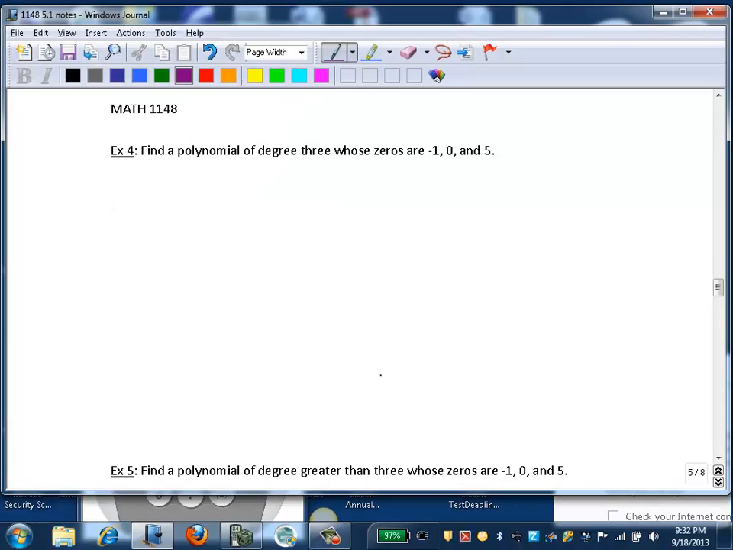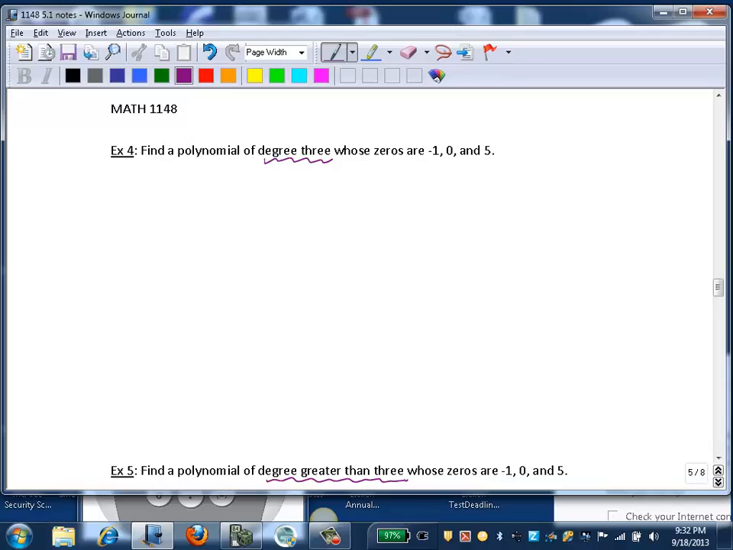Example 4. Find a polynomial of degree 3 whose zeros are -1, 0, and 5. Now first, I want to underline this degree 3, because in example 5, it's the exact same question except it says degree greater than 3. So just note that difference for now. Okay, so all we're given are zeros, but we know that we can make factors of a function if we're given those zeros.